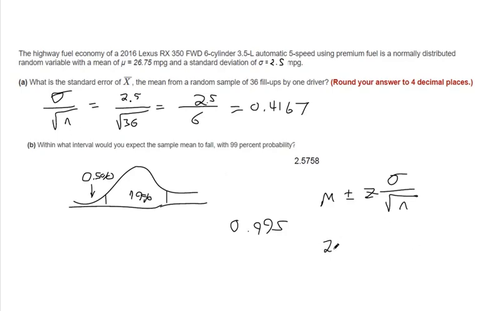So they gave us the mean was 26.75. I plugged that in for mu. Got the plus or minus symbol. I looked up the z-score with an online calculator. And then the standard error I got in part 1 was 0.4167.